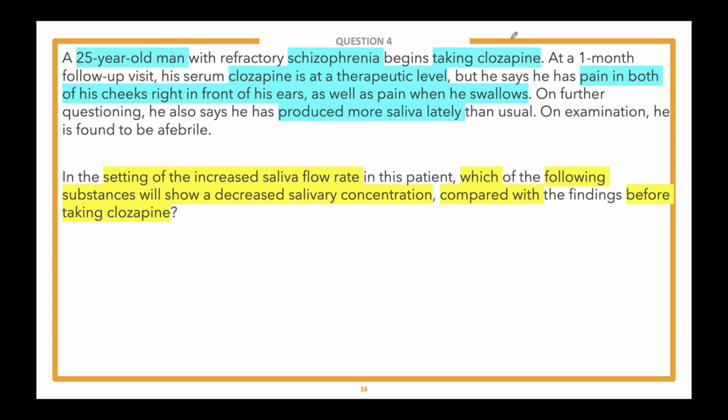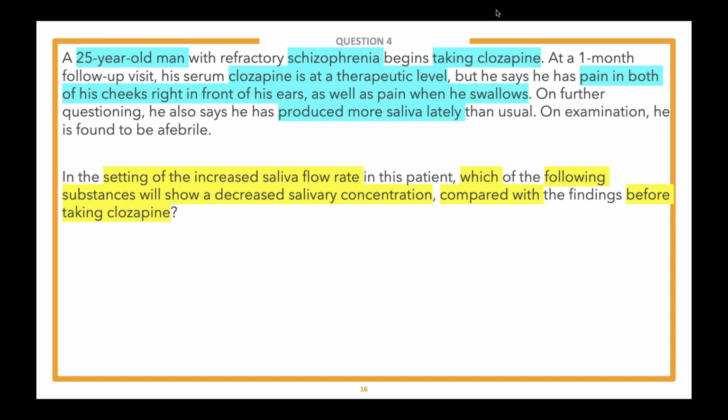So, in the setting of increased saliva flow rate, which substance will show a decreased salivary concentration compared with before taking clozapine? So, once again, in the setting of increased saliva flow rate, which substance will show a decreased concentration within the saliva when you compare it to the patient before taking clozapine? Hopefully you are able to wrap your head around that, and that's why it's important to highlight and make note of all those important things in the lead-in.